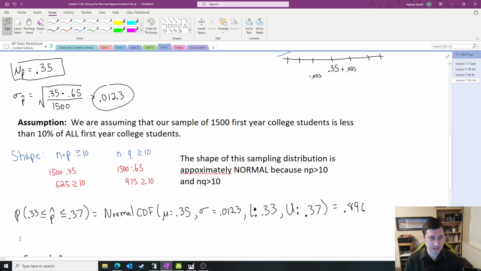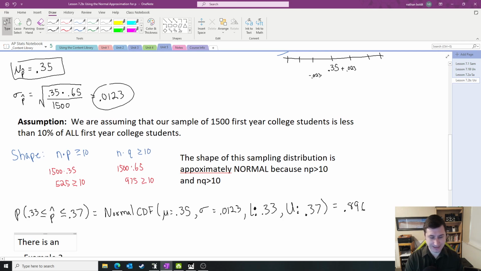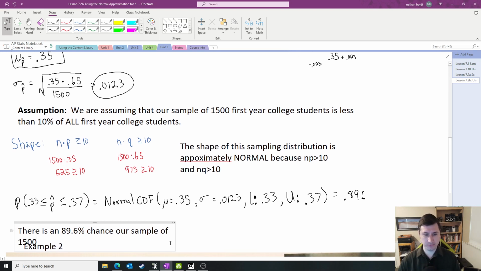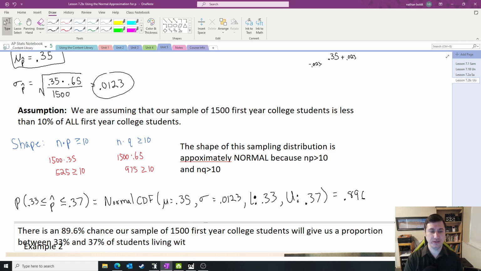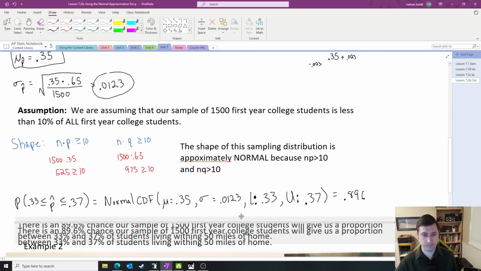So, to interpret that answer, there is an 89.6% chance our sample of 1,500, I'm running out of space here, first-year college students will give us a proportion between 33% and 37% of students living within 50 miles of home. That's what our answer means.